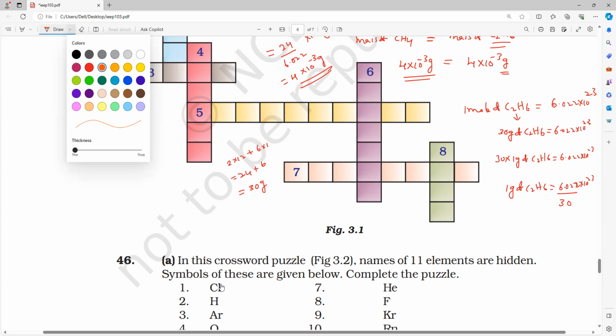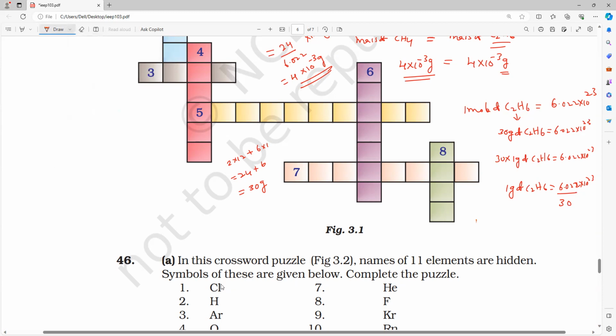So now, we do not have 1 gram. We have 4 into 10 power minus 3 grams. Am I right or wrong? So I am multiplying by 4 into 10 power minus 3 grams. Then this side also I have to multiply. If I do something, I have to do it on both sides. Divide by 30 into 4 into 10 power minus 3. Clear, everybody? So that is what you have to do.